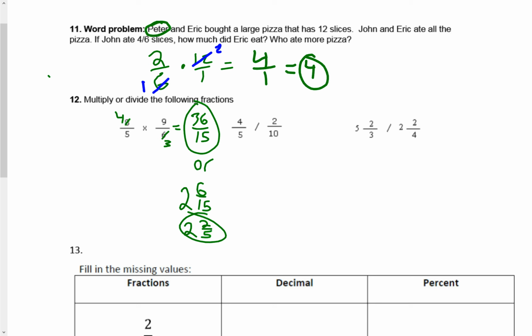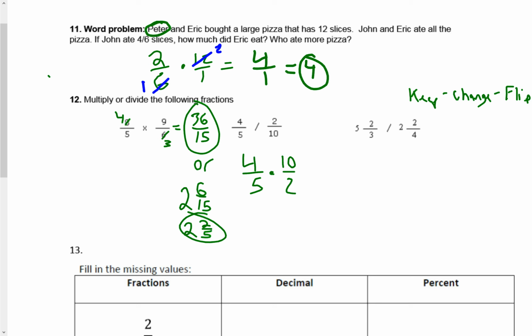Alright, dividing. Remember the rules for dividing. Keep the first fraction. Change the symbol. And then flip the second fraction. Keep, change, flip. So we're going to keep this one as 4/5. Change the symbol to multiplication. And flip the other fraction, 10 over 2.